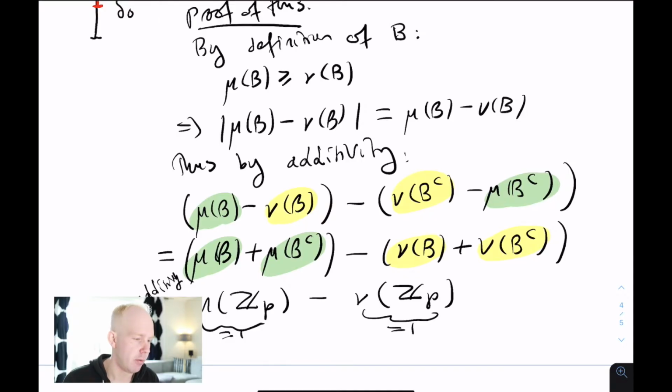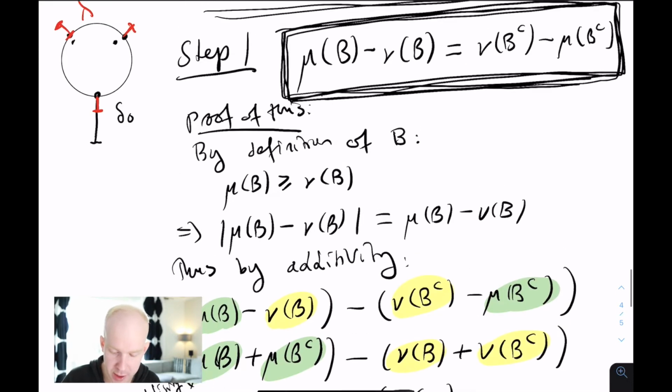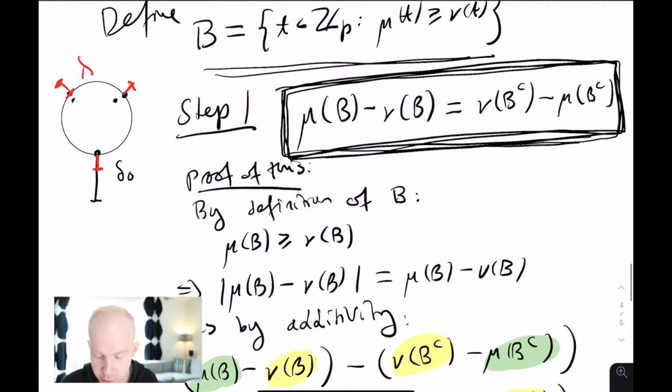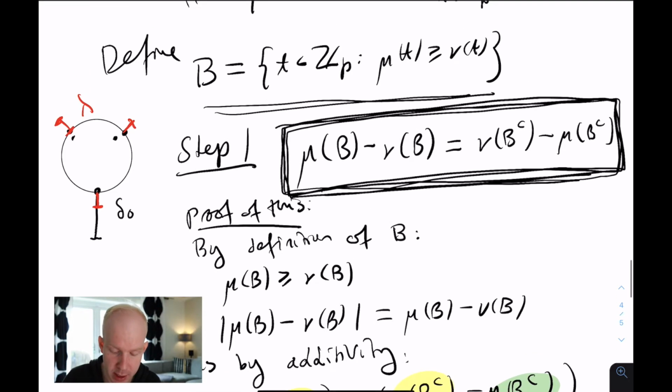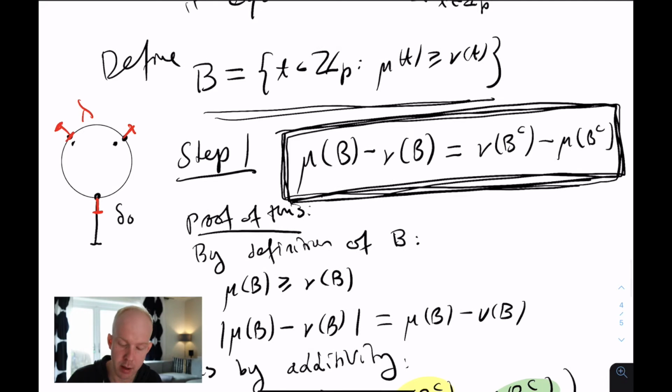Welcome back to the continuation of proving the L1 identity. We already started the proof by showing you this expression, that mu(B) minus nu(B) is equal to nu(B complement) minus mu(B complement), with this set B equal to those t's in Z_p such that mu(t) is bigger than nu(t).